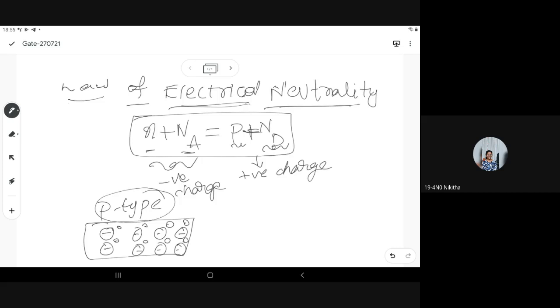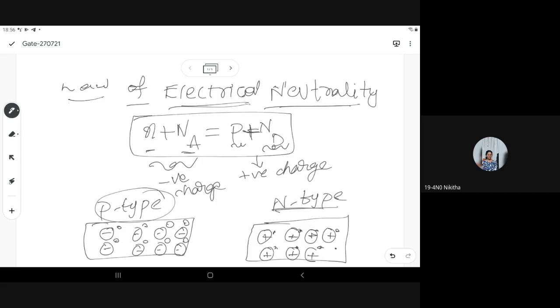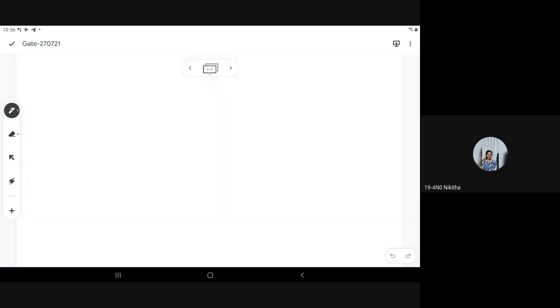Similarly, we have n-type material. In the n-type material, we have free electrons. For generating each and every free electron, a donor ion is donated. So we have a donor ion associated with each and every free electron. Like this, p-type and n-type materials are present. Now we are going to see drift and diffusion currents, a very important concept.